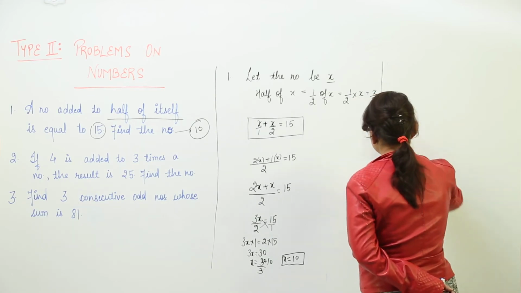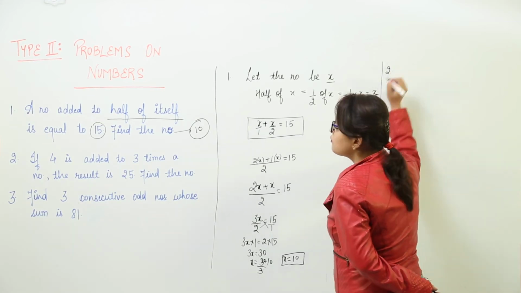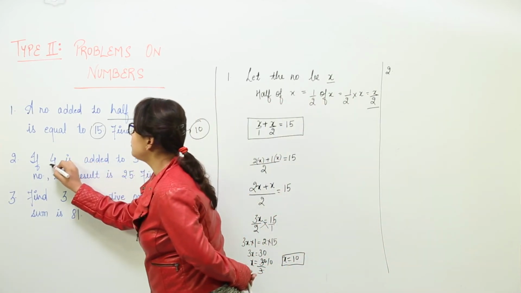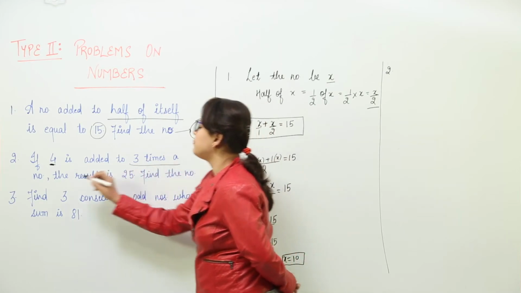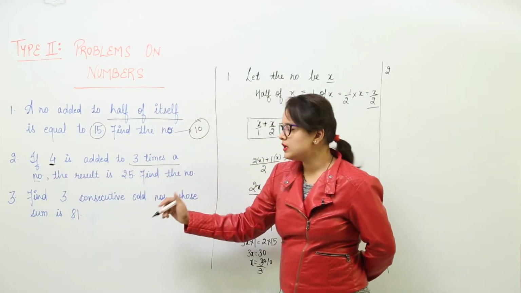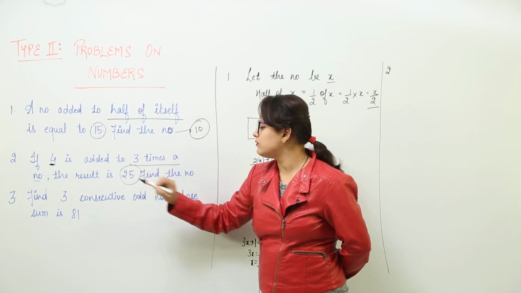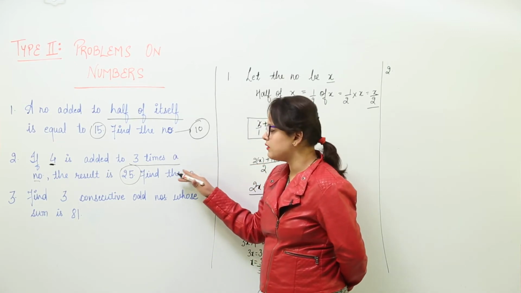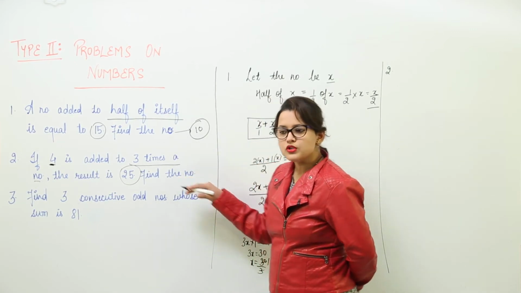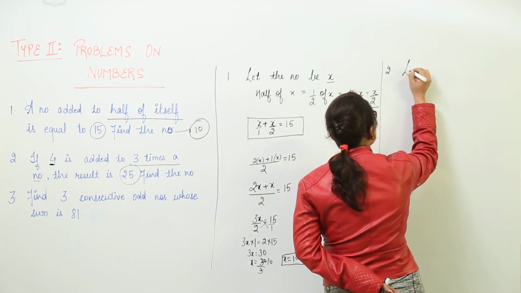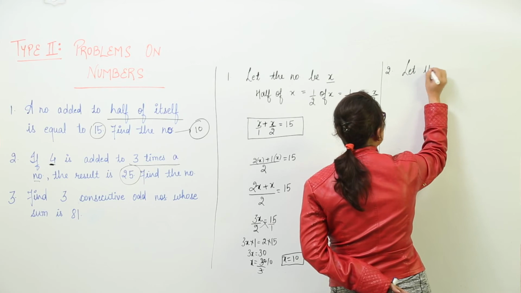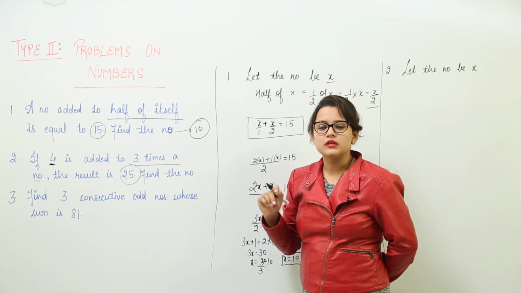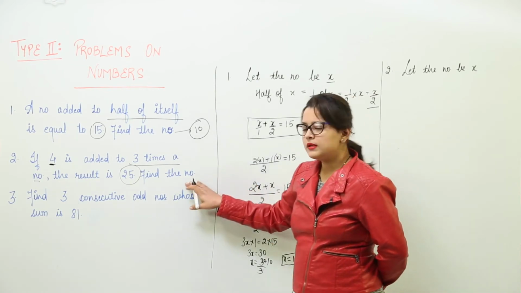Now the second question. The second question says, if 4 is added to 3 times a number. Now you are going to add 4 to 3 times a number, and when you add them both, you are going to get the result as 25. We have to find the number. Now again, starting from the unknown quantity, what do we have to find over here? The number. So we are going to write the assumption part. At first, let the number be x. Now the unknown quantity that was to be found is x over here. That is the number that we have to find.